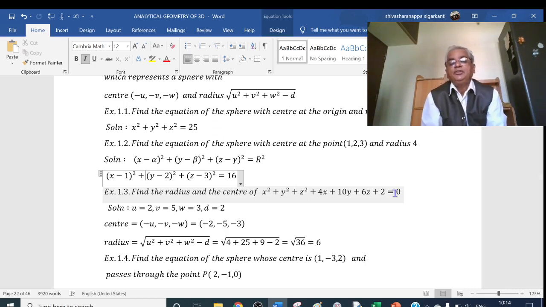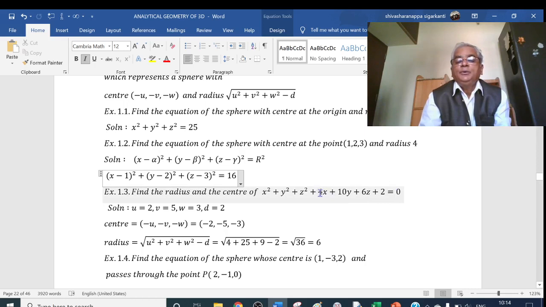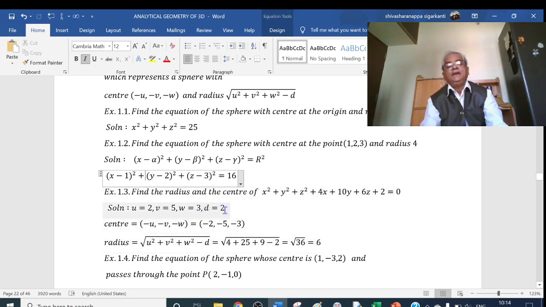The center is given by (−u, −v, −w) and the radius is given by the square root of u² + v² + w² − d. So for that, we need u, v, w and d. Here we have 2ux, that is 2u = 4, therefore u = 2. And 2v = 10, therefore v = 5. 2w = 6, therefore w = 3. And in place of d, we have 2.